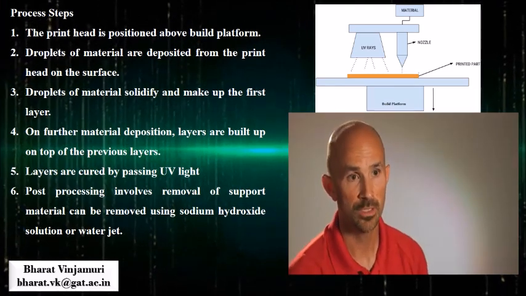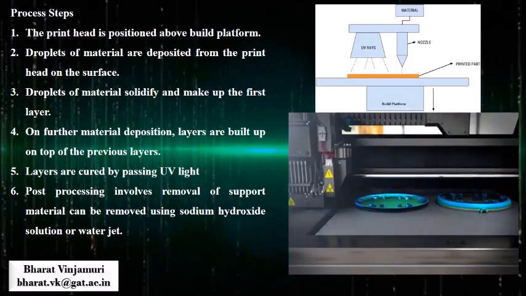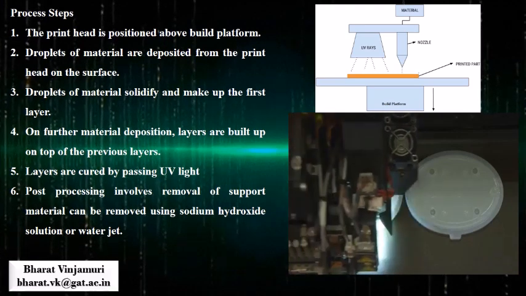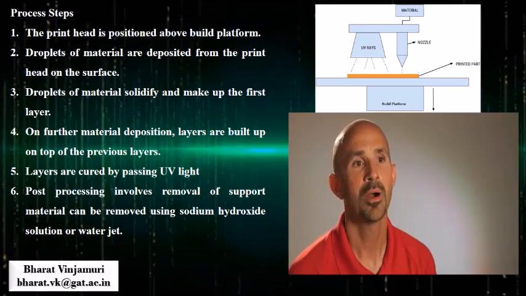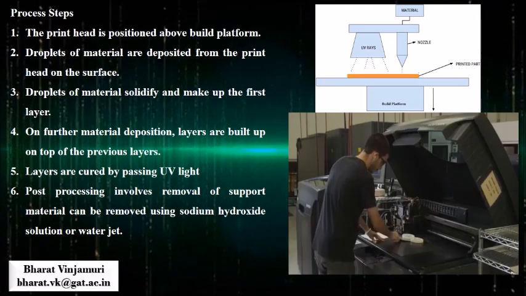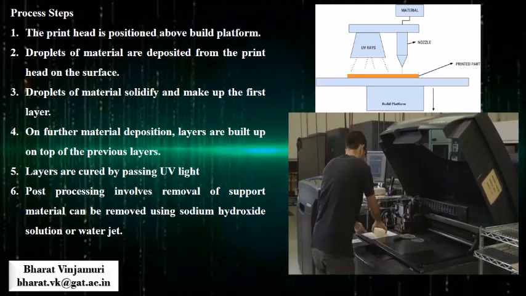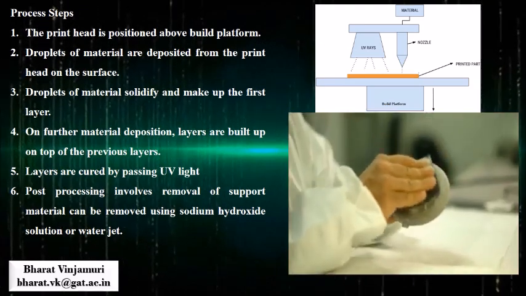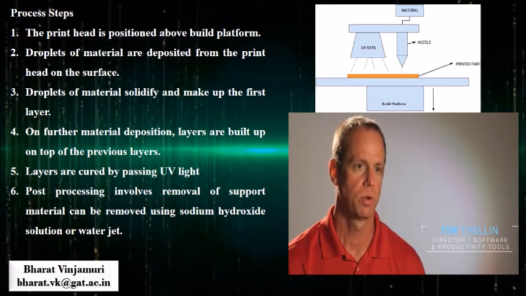After one cross-section is deposited, the platform will drop down, allowing the gantry to pass with layer number two, and then every subsequent layer after that. When the part has completed building, we will remove it from the platform. So the parts coming off of this technology are really smooth. They don't require as much hand finishing and post finishing after, and they can create parts with really good looking detail.